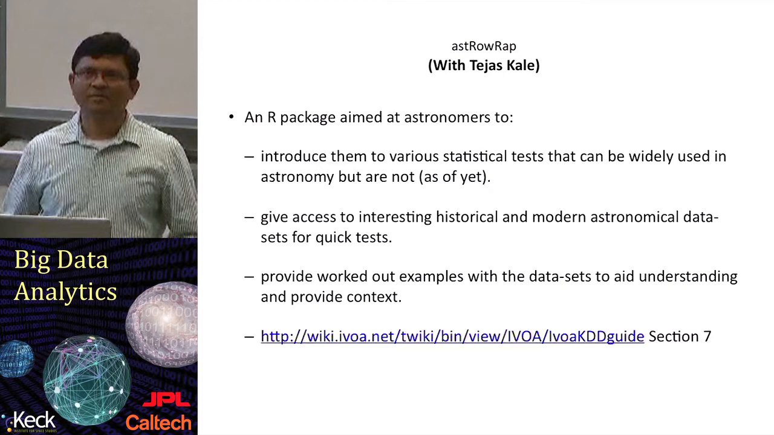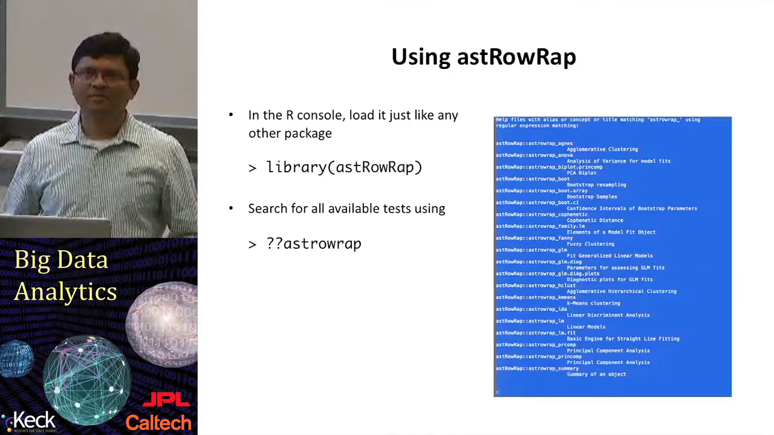So using Astrowrap, like everything else in R, is fairly straightforward. In the console, you would load the library simply by saying library Astrowrap. Here, both the R's are capitalized the way they are for R. And then once you have done that, you can use the standard question mark Astrowrap to figure out which packages are available within Astrowrap.